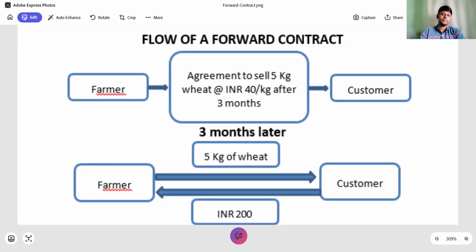Forward contracting. Now here is an interesting question. What kind of contract is most commonly traded in the OTC market? The answer is a forward.